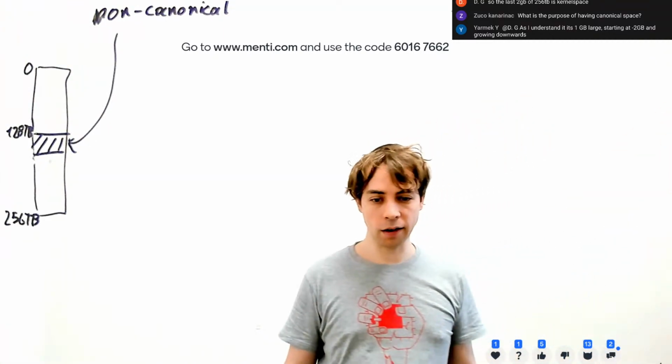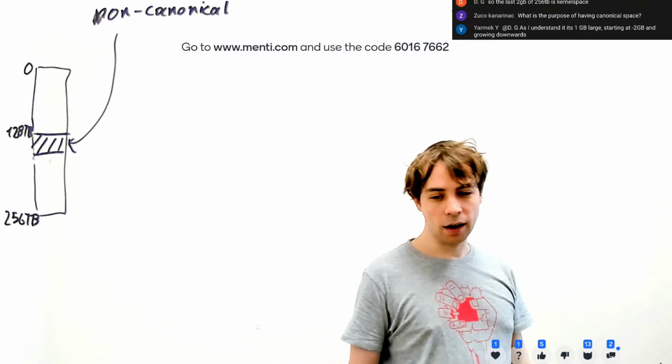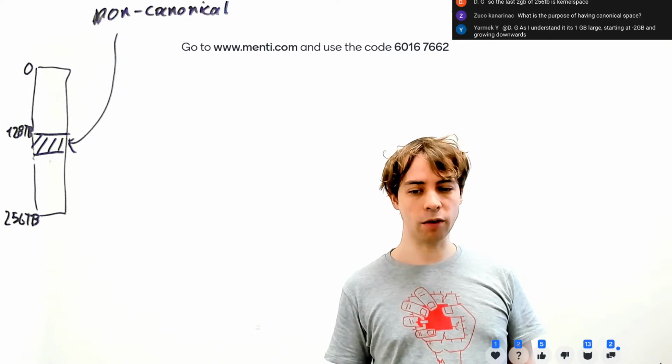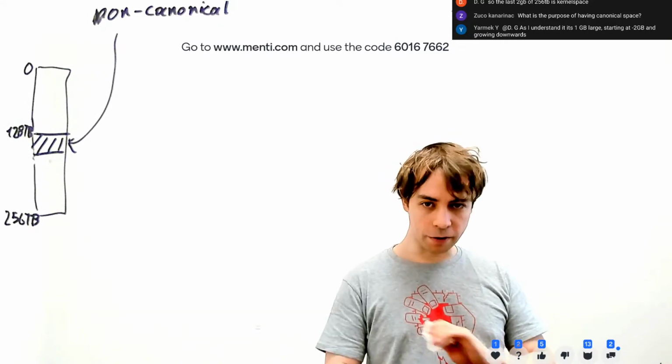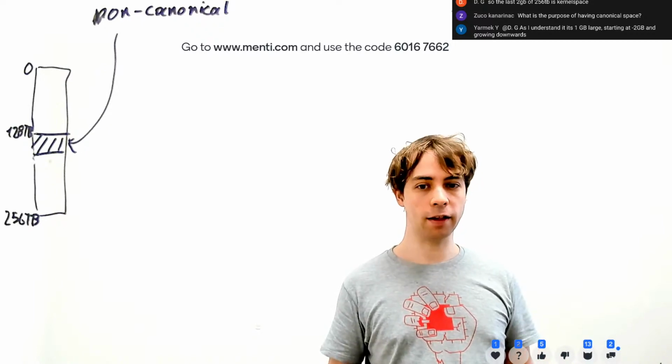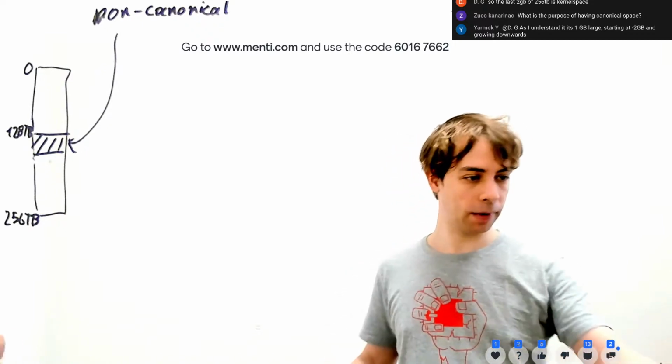In the chat, there's a comment that something is 1 gigabyte large, starting at -2 gigabytes and growing downwards. There's nothing growing in the numbers that I've shown to you. These are fixed numbers, nothing grows there.